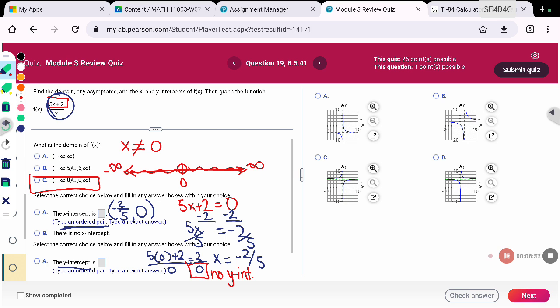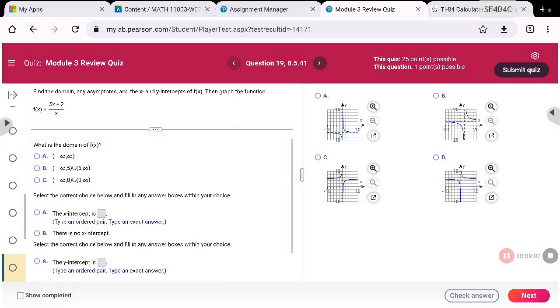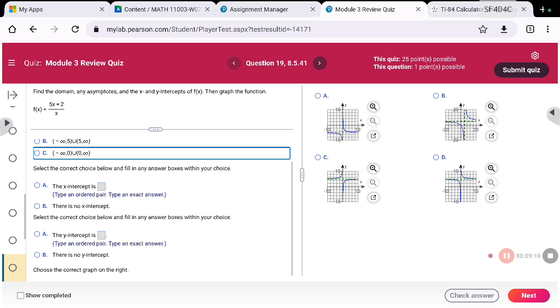So those are 3 characteristics that we're looking at. The x-intercept is at negative 2/5, 0. There is no y-intercept. So looking at our graphs, you will notice that all of these graphs, those green dashed lines are the asymptotes. So even though it didn't ask me to find the vertical and horizontal asymptotes, those are going to be valuable characteristics to determine which graph this one is.